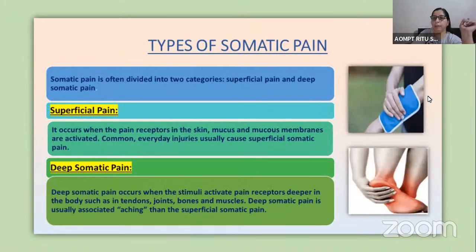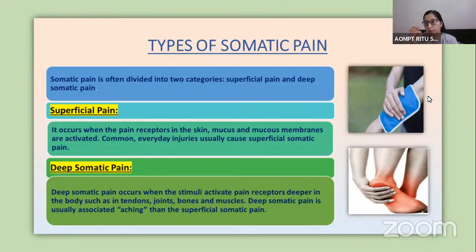And the types of somatic pain are superficial pain as well as deep somatic pain. That is two categories. We see that the patient has either skin or mucous membrane, where only a superficial injury is there, or deep somatic pain occurs when the stimuli activate the pain receptors deeper in the body, such as the tendon, joints, and the muscle. So at that time the patient feels a deep itching pain, because the stimuli activate the pain receptors not on the superficial level, they go downwards to stimulate the pain receptors, so the patient feels more pain.